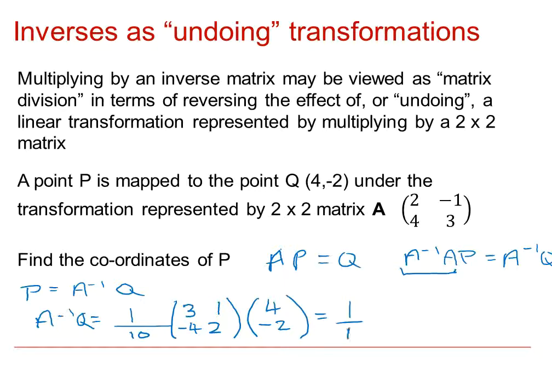then we will have 1/10 of 3 4s are 12, minus 2 would give us 10, and minus 4 times 4 is minus 16, minus another 4 is minus 20. As you can see, that would give us 10 over 10, or just 1, and minus 20 over 10 is minus 2. Therefore, P is just the coordinates (1, -2).